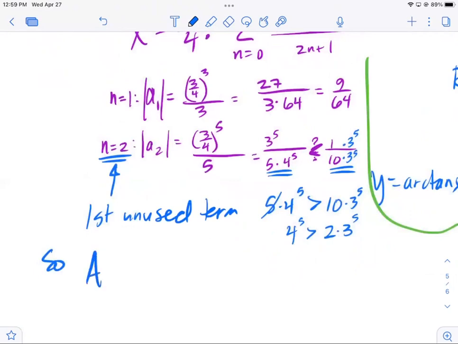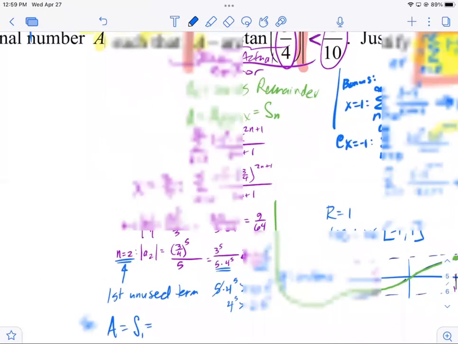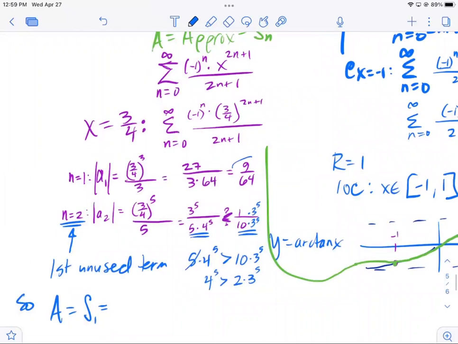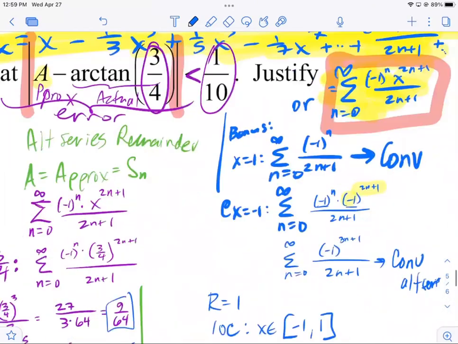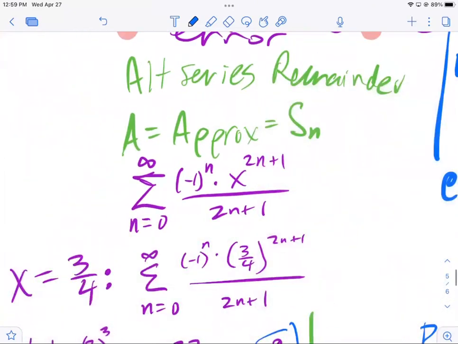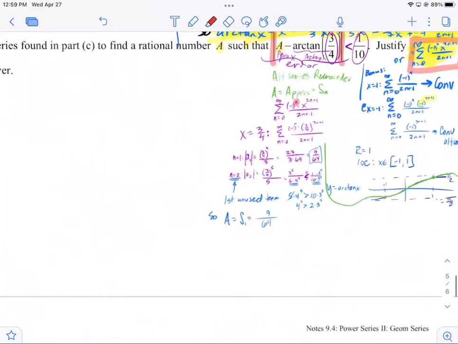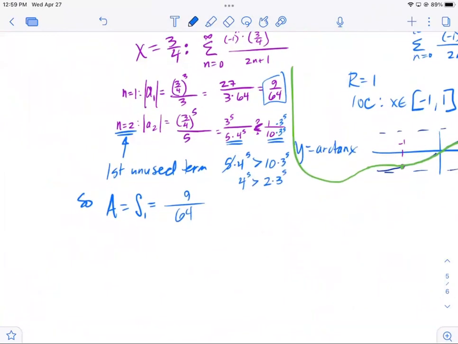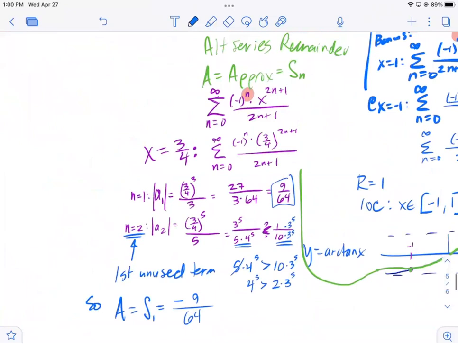So A, which I'm going to call S sub 1, is the partial sum of the first 1 terms. So what do I get when I plug in a 1 for n? Well, I already did that, right? It's 9/64. But is it positive or negative? I do need to worry about that. So when I plug a 1 into the rule of the sequence, what do I get? Negative 1 to the 1st is negative, right? I didn't need to include the sign when I was doing the error, but now because I want the sum, I need to actually plug n equals 1 back in way up here.